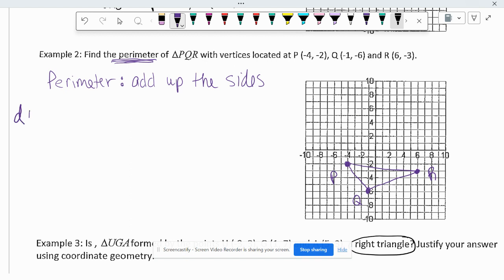So let's find the distance of PQ first. I'm going to go from P to Q. So the square root of x coordinates, -4 minus -1. Minus a negative makes it plus, the quantity squared, plus the y coordinates, -2 minus a -6. Minus a negative makes it plus, the quantity squared.